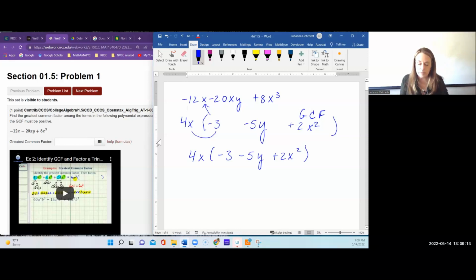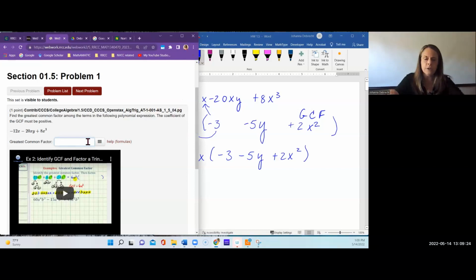When you're entering them, you can do the power either using the palette window or you can use the caret symbol. Let me show you what that looks like. So over here, we have the answer 4x, open parentheses, it understands automatic multiplication, negative 3 minus 5y plus 2x squared. And now to do a square, you can hit the caret symbol, which is above the 6, and then you can put a 2 after it.